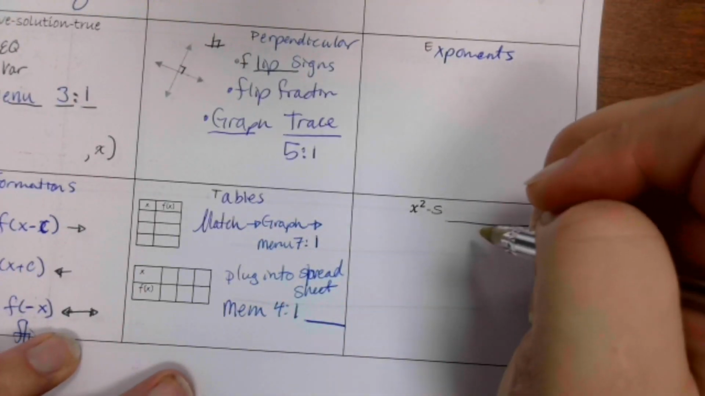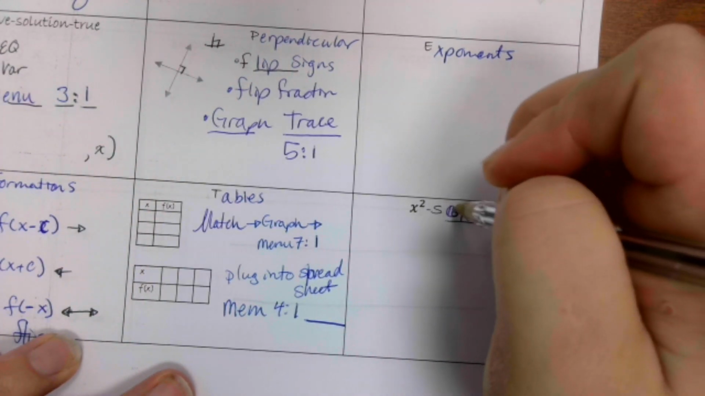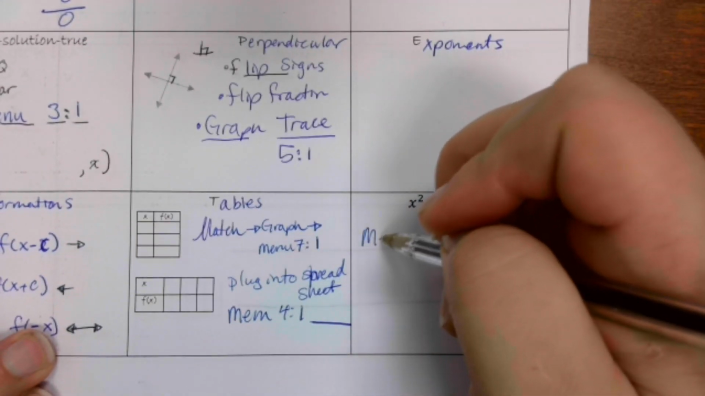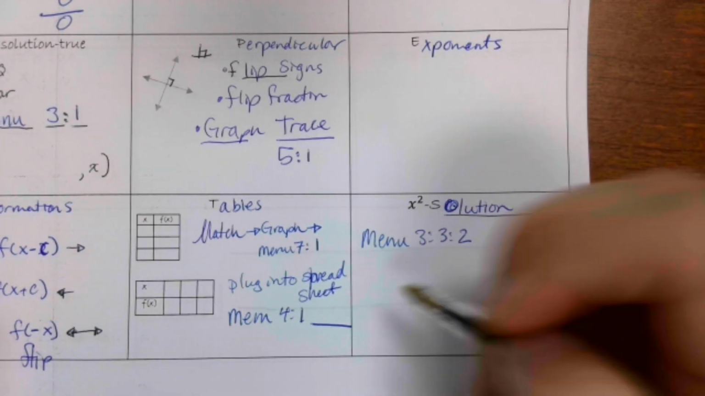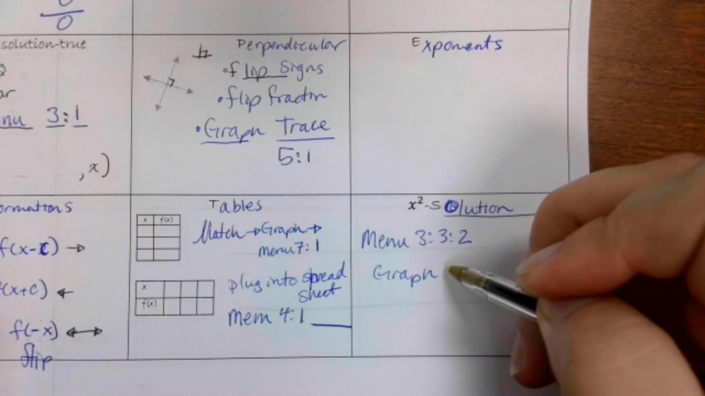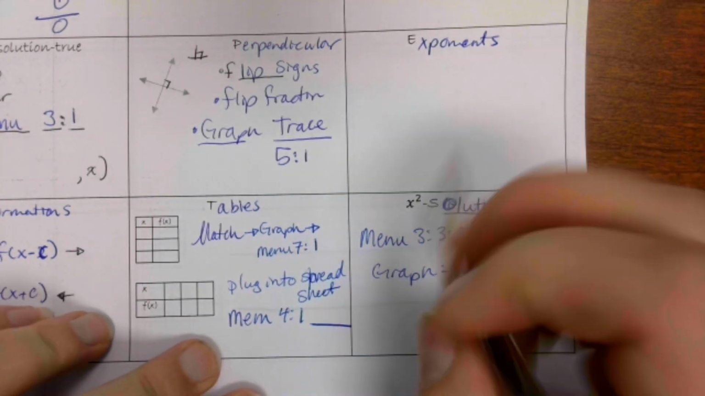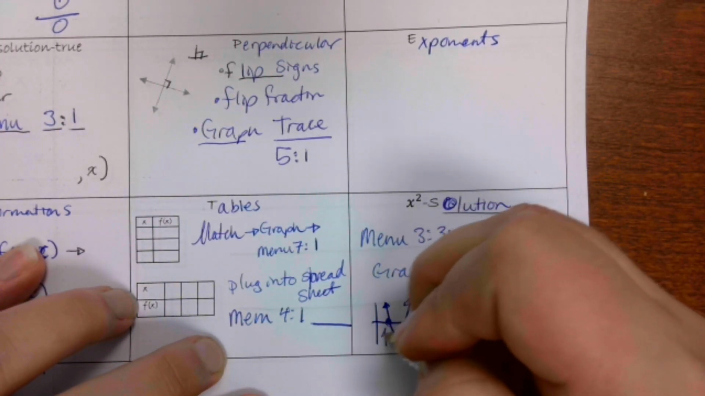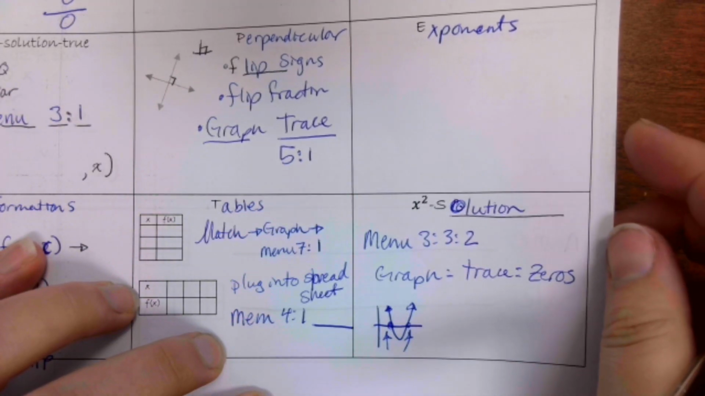All right, x squared for solutions. For solutions, it's almost always menu 3, 3, 2. You can also graph and then trace, and then you're going to find zeros. You want to find your zeros. Your solutions are always your x-intercepts. Those are your solutions. They are also called zeros, roots, x-intercepts, zeros, roots, solutions. Yeah.